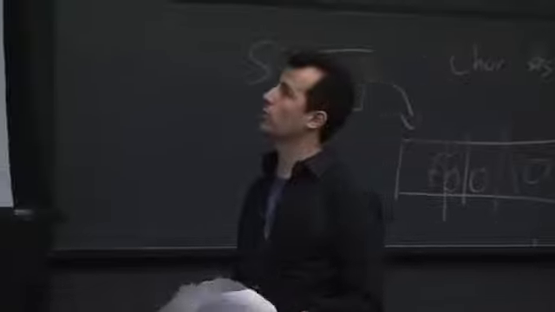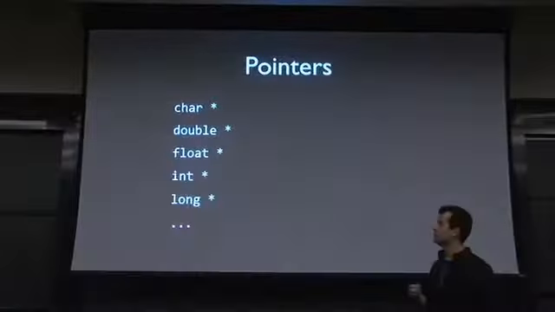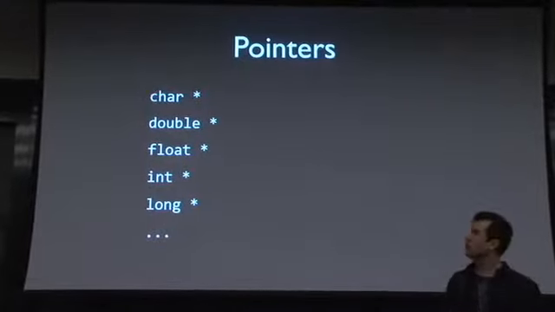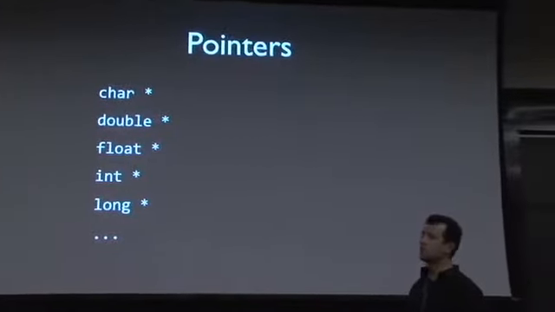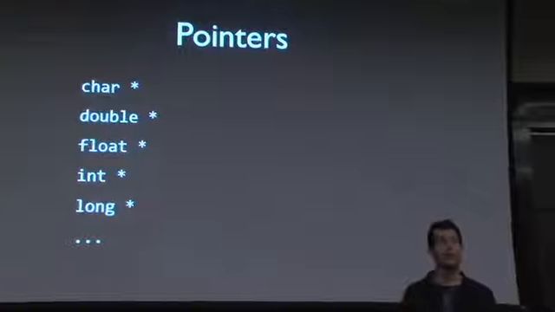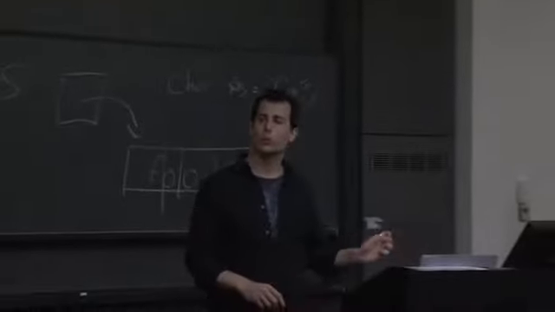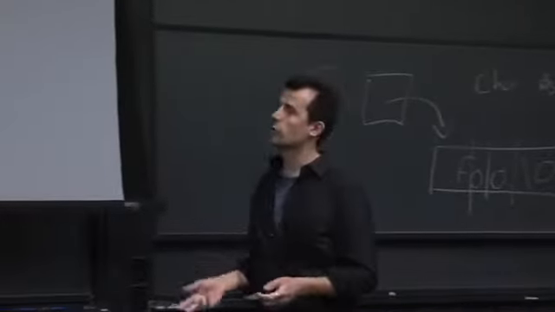We've only talked thus far about char star, but you can certainly have pointers to a double, which means the address of some 64-bit value, most likely in memory. You can have pointers to floats, ints, longs, really anything. And what are pointers useful for beyond strings? If you just have a pointer to an int or a pointer to a long or a float or a double, what's the value of that?